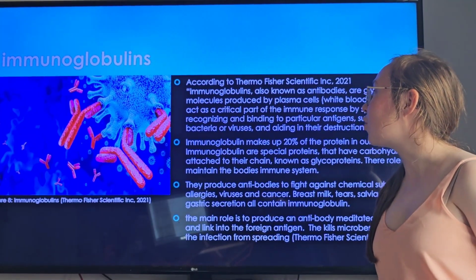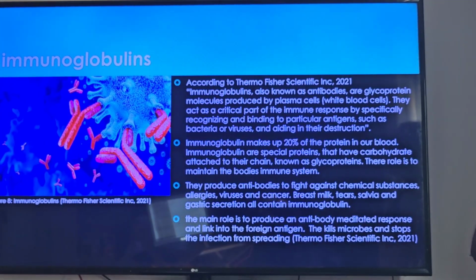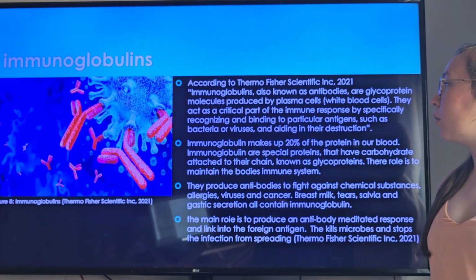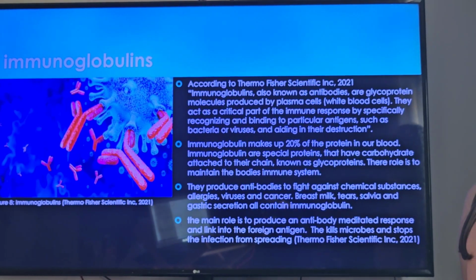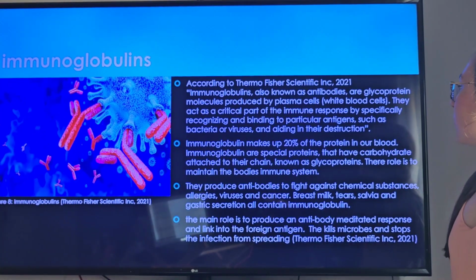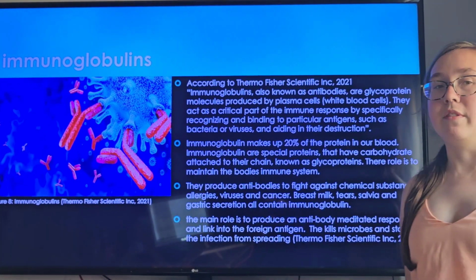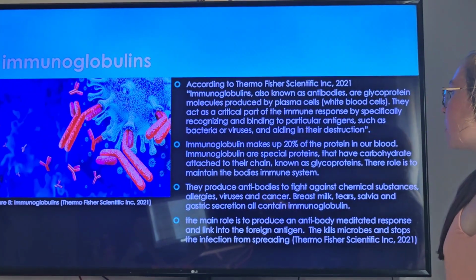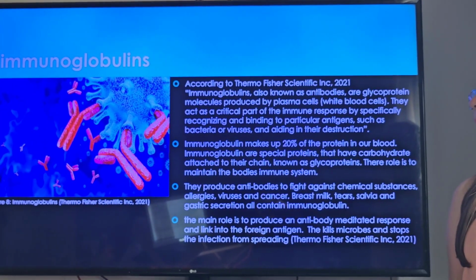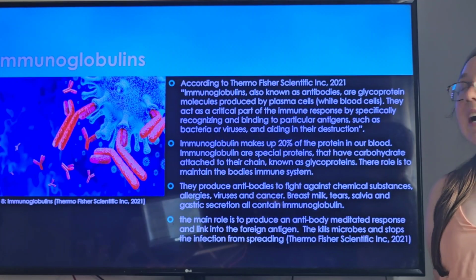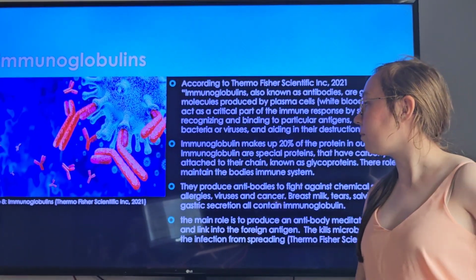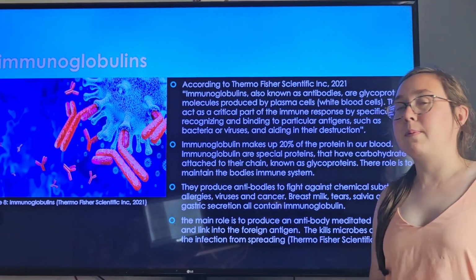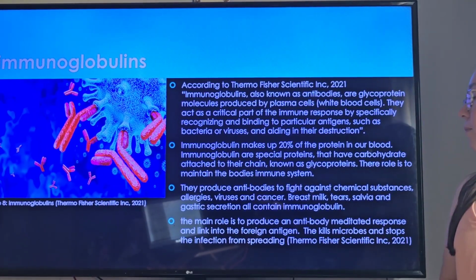Immunoglobulins. According to Thermo Fisher Scientific Inc., 2021, immunoglobulins, also known as antibodies, are glycoprotein molecules produced by plasma cells. They act as a critical part of the immune system's response by specifically recognising and binding to particular antigens such as bacteria or a virus and aiding in their destruction. They make up 20% of the protein in our blood.